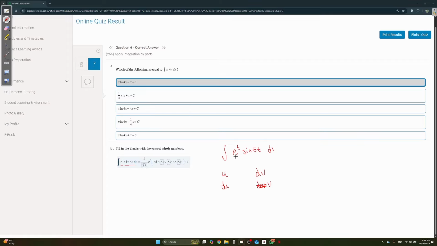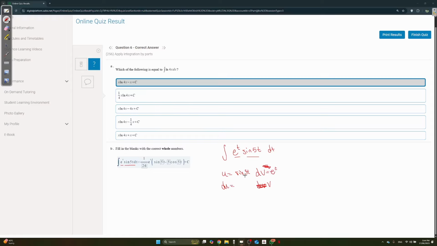What's easier to derive? Now they're both honestly very easy, but I think e to the t. If you ever see e, put it in your dv. Anything with e, put it as your variable to be integrated. It makes your life easier. So if we put e to the t here, u here will be sine 5t. Again, if you swap them, that's completely fine, but I'm telling you from my experience, putting e as the variable to be integrated is easier.